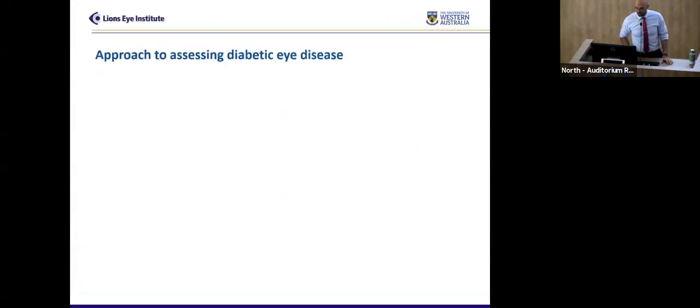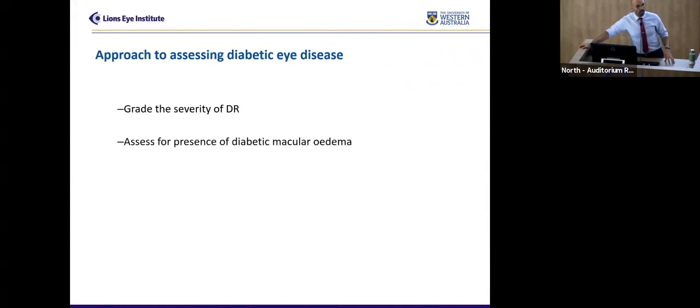Why do we even need to classify it? So here's your approach to assessing diabetic eye disease. The basic approach is, what is the severity of diabetic retinopathy in this person? That's the first thing. And the second one is, do they or don't they have diabetic macular edema? And you can think about these two things really separately. What I mean by that is, you can have a very mild degree of diabetic retinopathy, so we'd call that mild non-proliferative diabetic retinopathy, with diabetic macular edema. So they don't necessarily go hand in hand. You don't have to have severe eye disease in order to have macular edema.